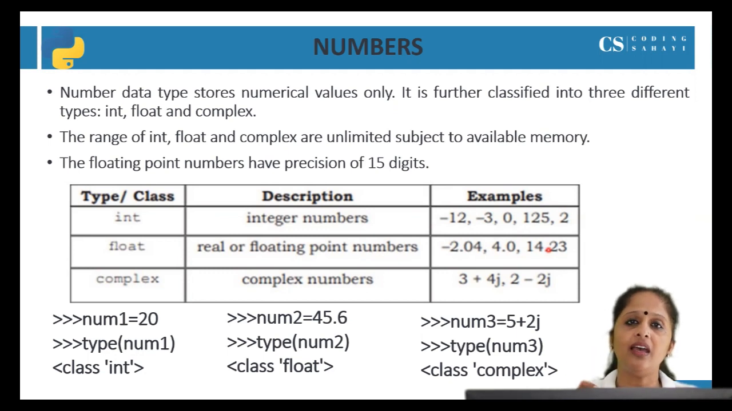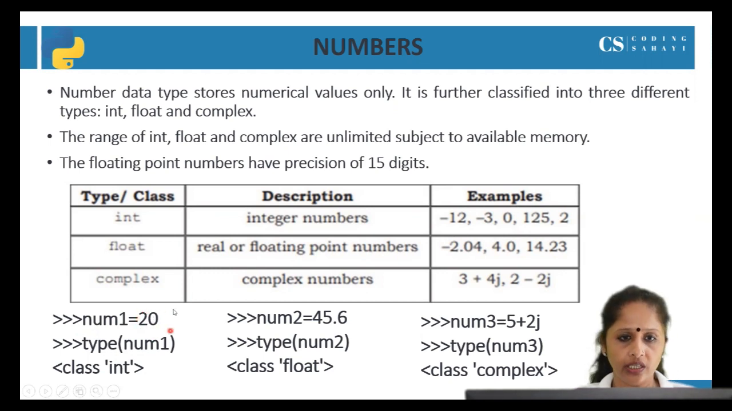So if you write a variable, for example num1 equal to 20, here I am assigning an integer value. So the data type of num1 is int. If you write in your Python editor num1 is equal to 20 and after that type of num1, then it returns the output like this, class int. So the data type of num1 is integer.